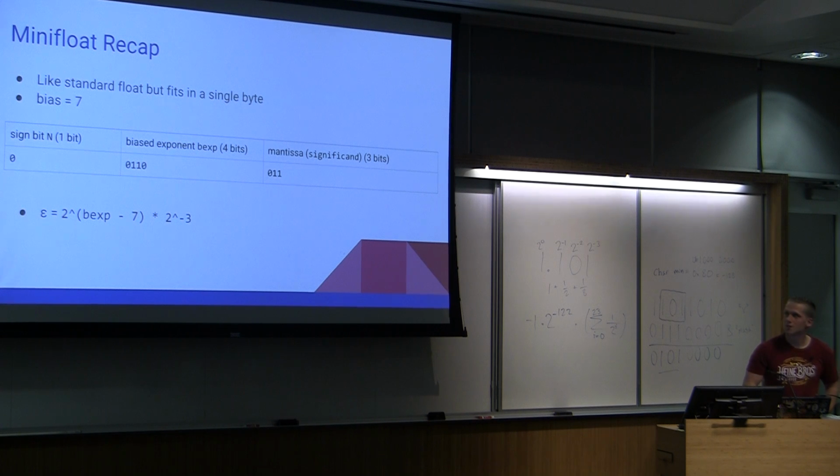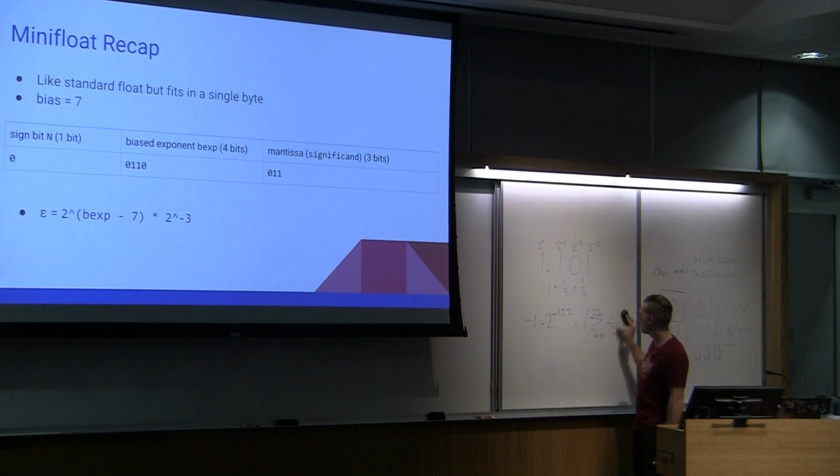So what's the maximum normalized exponent we can have for mini float? What defines a normal exponent first? Like, what are the rules? Yeah, so it can't be saturated or all zeros.